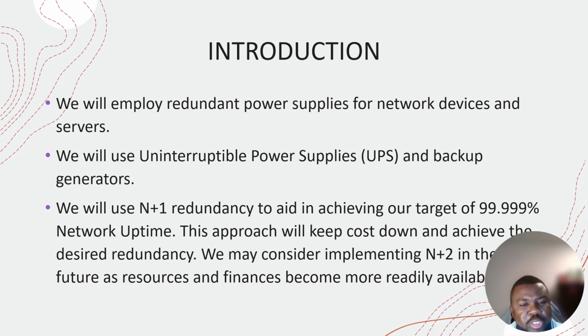Here's how we will achieve our uptime of the 5 nines. We will use redundant power supplies for network devices and servers. We will also use uninterruptible power supplies and, of course, backup generators for our systems. Most importantly, we could decide to go with an N+1 redundancy strategy. Using N+1, each single unit, each entity of our infrastructure, would have a backup unit. This could keep the cost down. However, if we want a more reliable system, we may consider N+2, in which we will have at least 2 additional units as backup for each individual entity in the infrastructure.